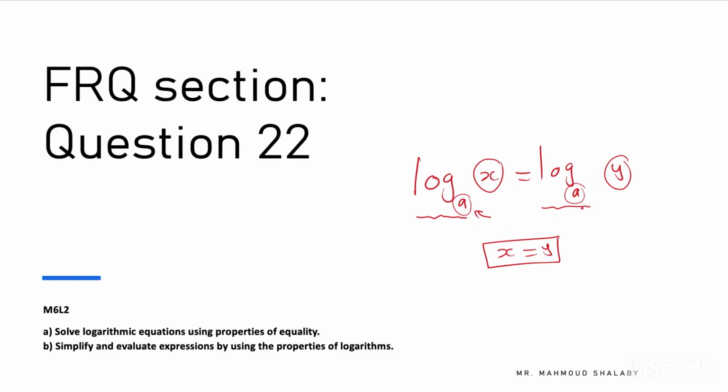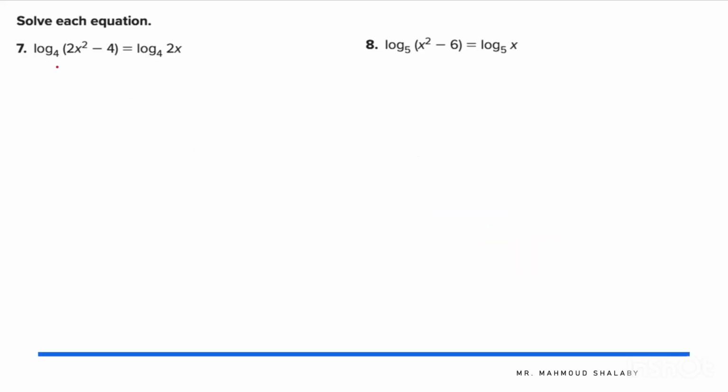Again, this happens when the bases are equal. So let's see here. As you can see, in all questions in this part, the bases will be equal. So this is log base 4, this is log base 4, which means these two quantities must be equal. So again, we will just equate them. It's very similar to the previous question with only one change I will tell you in the end. So it's 2x to the power of 2 minus 4 on this side equals 2x on the other side.